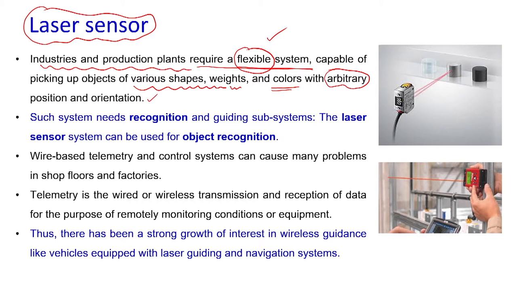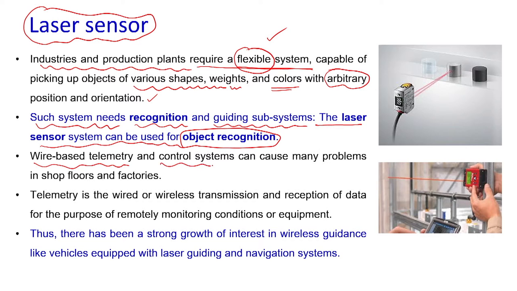So consider we are having a conveyor over which the products are moving. They do have various shapes, various weights, their colors are also different and their position is also arbitrary. Now the task is to recognize the products which are moving on the conveyor. So how to sense or recognize the parts? That is the technology we want, and lasers are helping in this. Such a system needs recognition and guiding subsystems, and the laser sensor system can be used for object recognition. So the primary application, or you can say the prominent application of laser, is in object recognition.